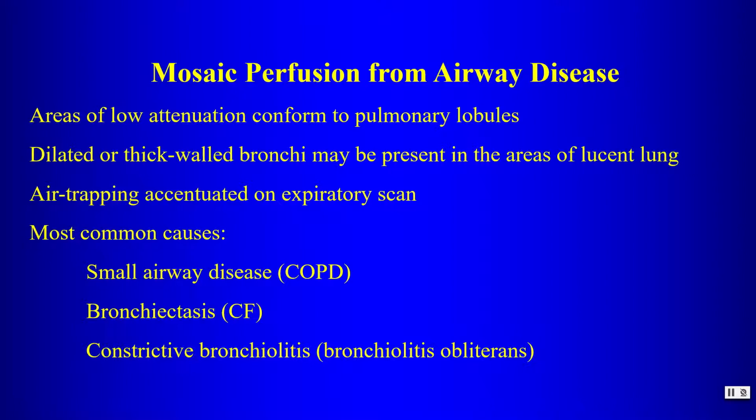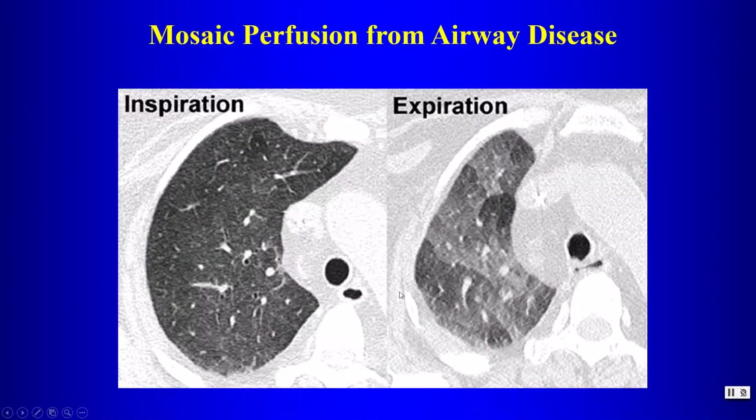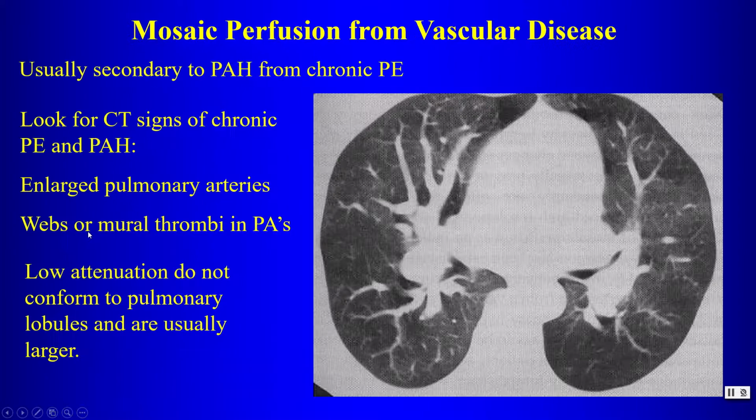So think of the small airway diseases that can do this: COPD, cystic fibrosis, but if air trapping is the only finding, constrictive bronchiolitis or bronchiolitis obliterans. Then on expiratory imaging, you will see the air trapping much better. So if we're looking for bronchiolitis obliterans, we want to make sure to do expiratory imaging.